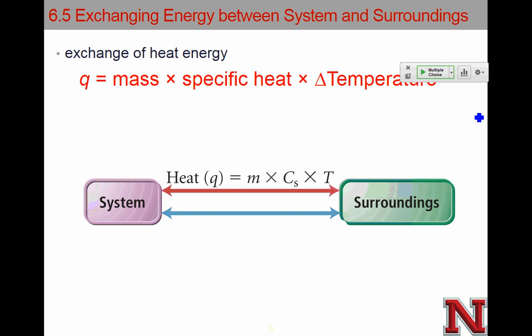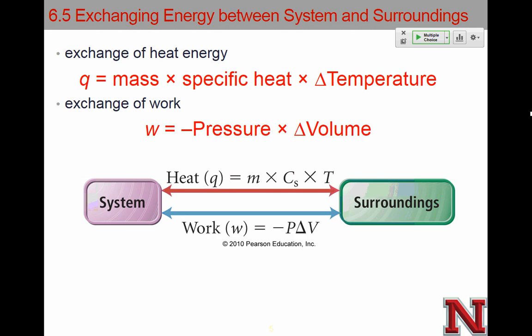Again, we know that we can have an exchange of heat between our system and our surroundings. And we've talked about this before. So our exchange of heat energy, our Q, is equal to our mass times our specific heat times our change in temperature. And of course, the heat of our system and our surroundings is going to be equal and opposite. Also, our exchange in work is going to be equal and opposite between our system and our surroundings, and we know work is equal to negative P delta V.